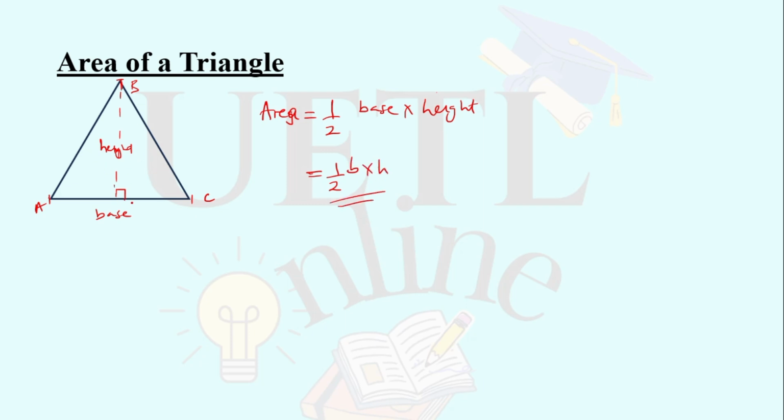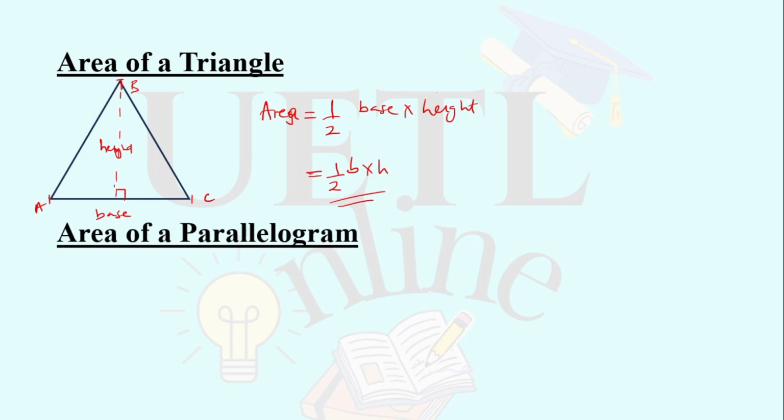Now let's take a look at another shape, which is a parallelogram. A parallelogram is a shape which looks like this. All these lines are parallel. So this one is parallel to this, and this one is parallel to this. If you don't understand the meaning of parallel lines, you can watch my video where I explained about that. I explained very well about this parallelogram. You can go and watch.